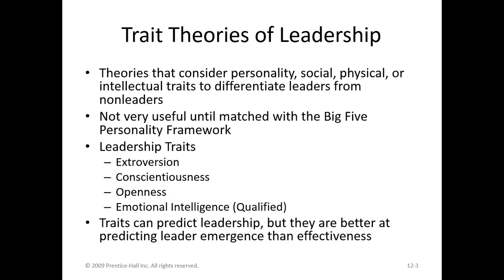Trait theories of leadership are theories that consider personality, social, physical, and intellectual traits to differentiate leaders from non-leaders. Not very useful until matched with the Big Five personality framework. Leadership traits: extroversion, conscientiousness, openness, emotional intelligence. So these are some of the important characteristics related with leadership. Traits can predict leadership, but they are better at predicting leader emergence than effectiveness.